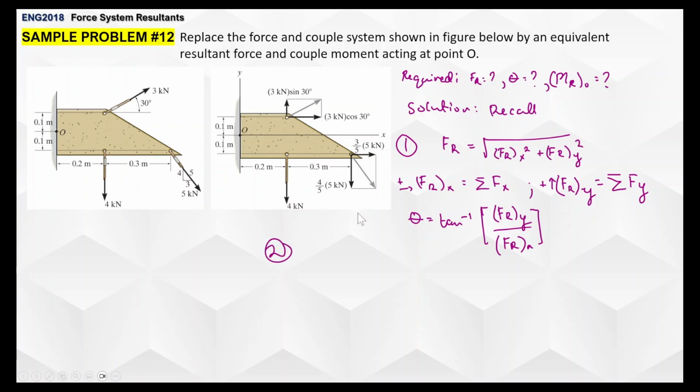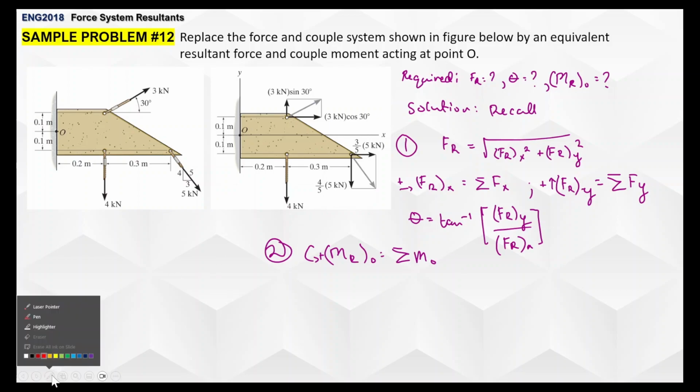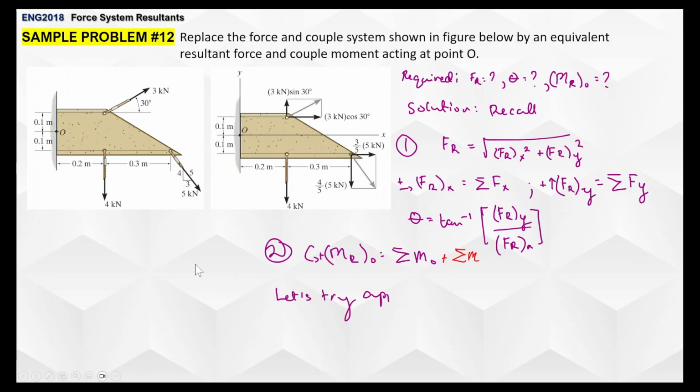And then finally, all we have to do is get the resultant moment, or the total moment here, by getting the summation of all moments. In this particular case, we're not given a moment already. Sometimes a particular problem has already a given torque, so whichever is given is added there. Since there's none in this sample problem, it's just the summation of all the moments of the forces involved. Okay, now let's try applying it.